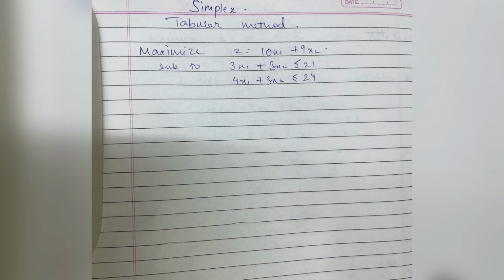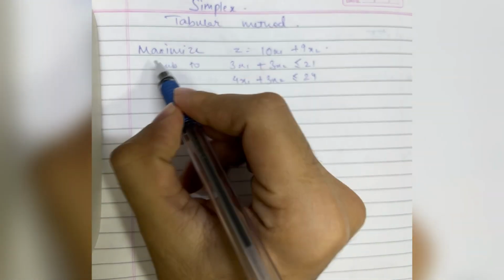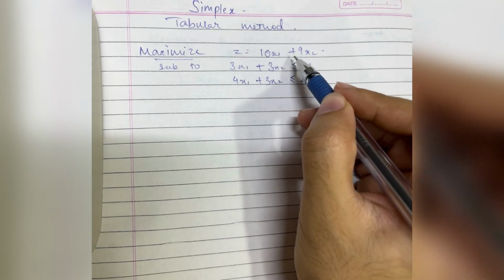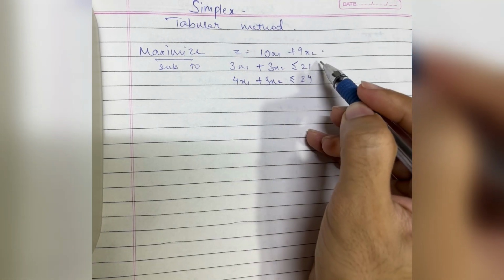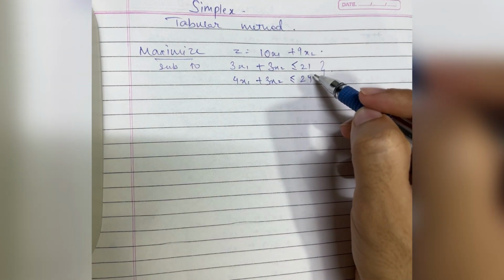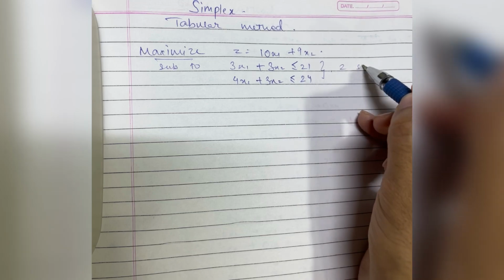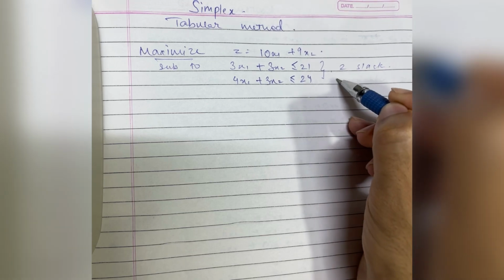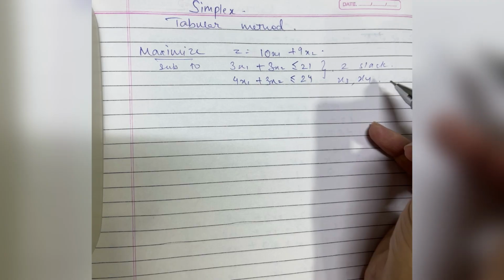So right now we are solving simplex by tabular method. So the question is maximize. The z equation is 10x1 plus 9x2. Here we can see we have two different equations down here for subject to. So there will be two slack variables. Let's say it can be x3 and x4.